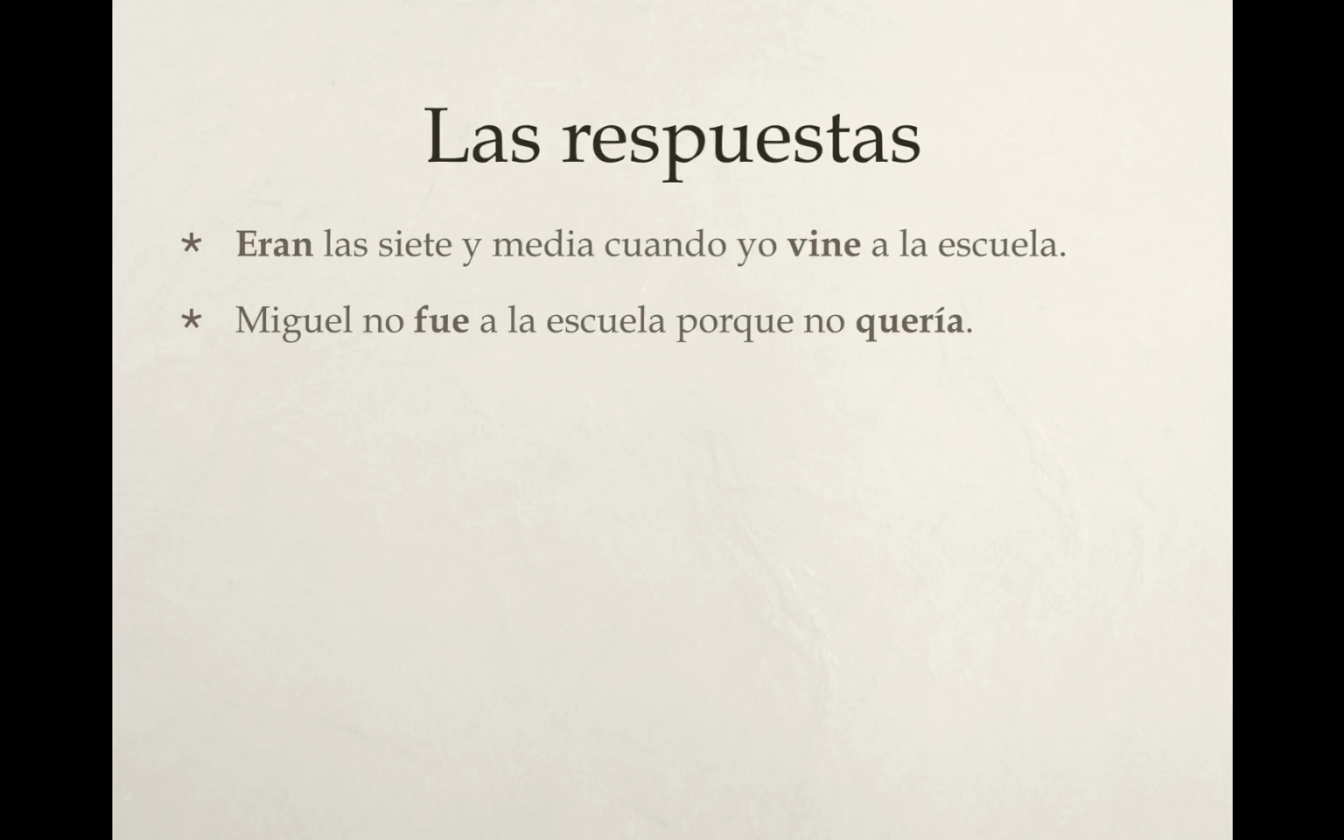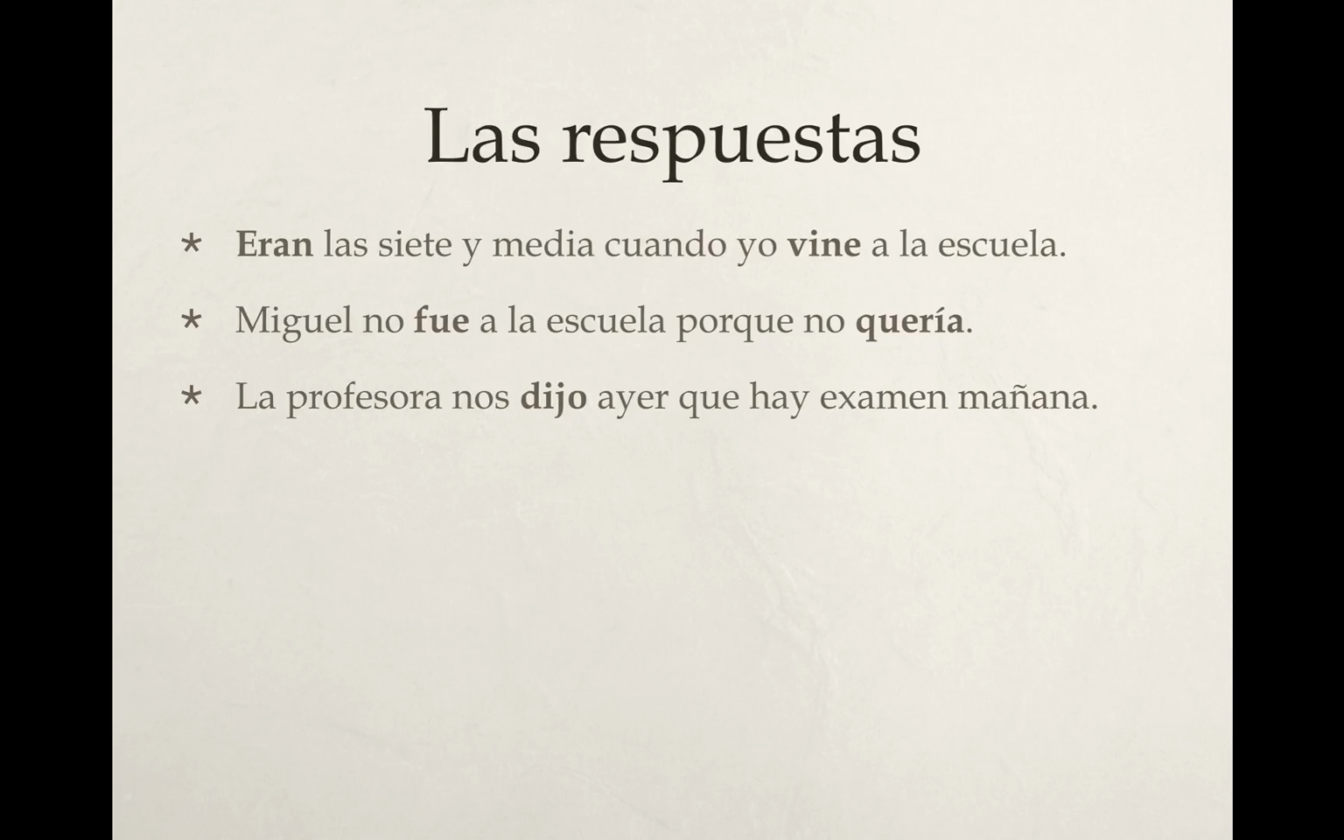Another interrupting sentence. Miguel no fue a la escuela. He did not go to school porque no quería. You see the switch to the imperfect tense? And again, this is going to be a description, kind of an emotional state that he's working with. And also, querer in the imperfect tense is going to mean to want, while querer in the preterite tense is going to mean to try. We'll cover specific endings in the same way that saber means to find out in the preterite tense. Certain verbs have different meanings as well, but we'll cover that later on.